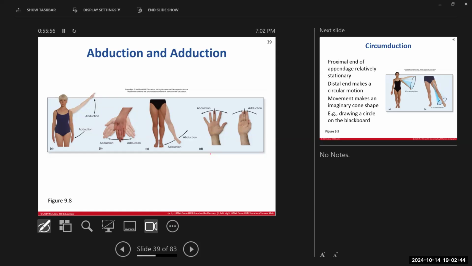Hip, same type of thing. We move that body part away from the midline, abduction. When we bring it back, adduction. With the fingers, different story. Your middle finger now is considered the reference point. That's the midline of the hand. So your third digit would be the reference point. So if you ask somebody to open their fingers up, that's going to be AB or abduction. And then when we bring our fingers together, that is AD or adduction.